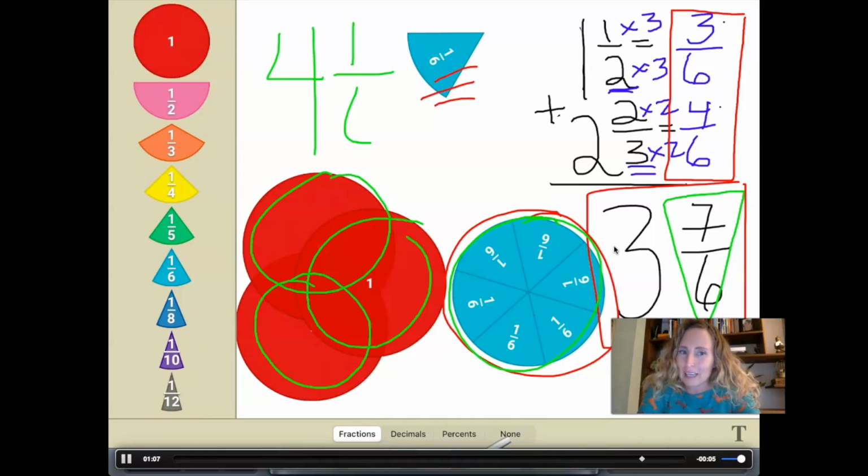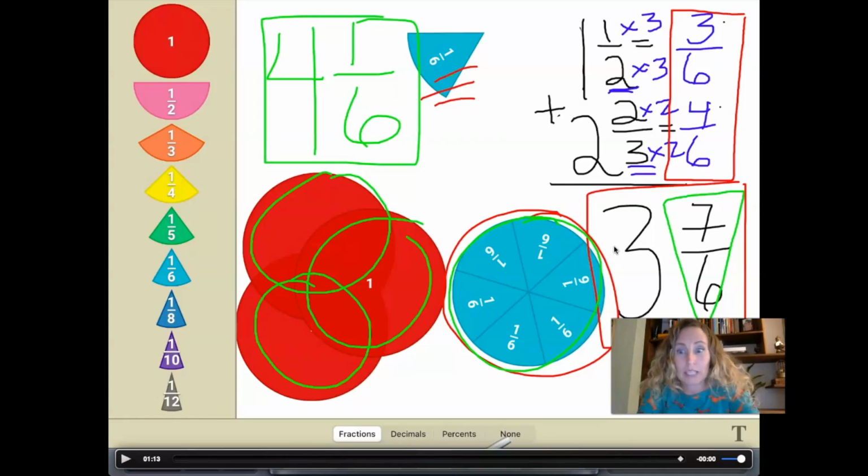So technically, we have 4 wholes and 1/6 left over. That is an equivalent amount to 3 and 7/6. It's equivalent. It's just in simplest form. So 4 and 1/6 is going to be our final answer.